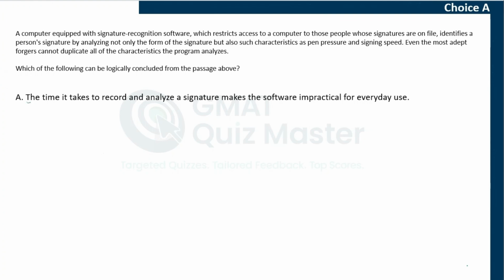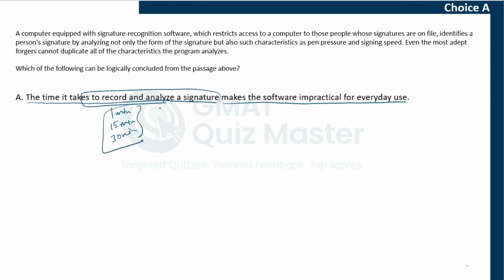Choice A. The time it takes to record and analyze a signature makes the software impractical for everyday use. So, this choice is saying that the software takes some time to record and analyze a signature. Let's say it is 1 minute, or maybe 15 minutes, or maybe 30 minutes, we do not know. Whatever time it takes makes the software impractical for everyday use. That is, it takes so much time that it is not practical to use the software every day.